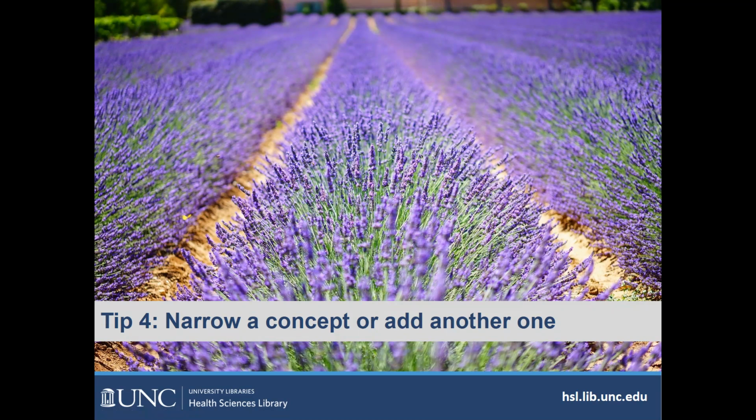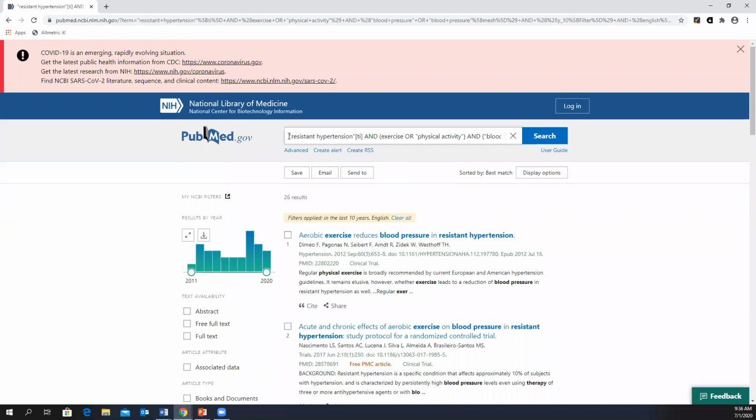For example, we could add a concept for age by searching for older adults, or we could add the concept of primary care to see what research is done in that setting. We can also narrow by the type of exercise by searching for aerobic exercise. So let's add the term aerobic to our search. I'm going to go ahead and just search for the word aerobic at the beginning and use the word and. So this tells PubMed to take our entire search we had before and make sure it has the word aerobic in it. And in this case, we're narrowed to 24 results.